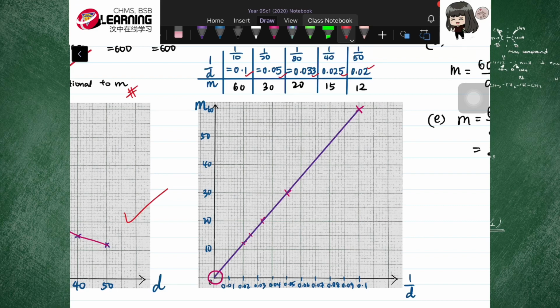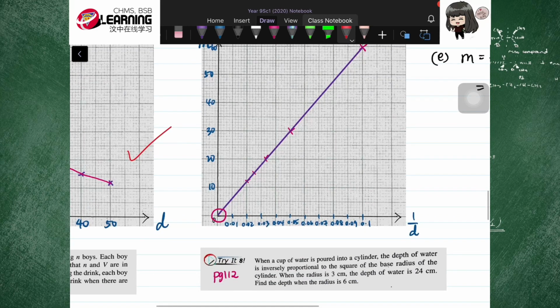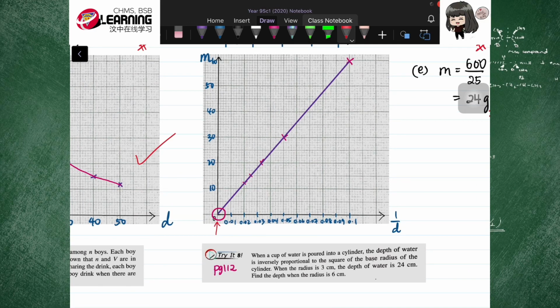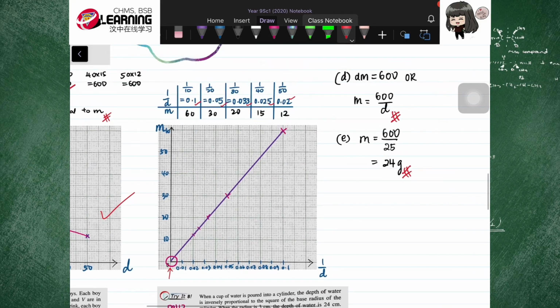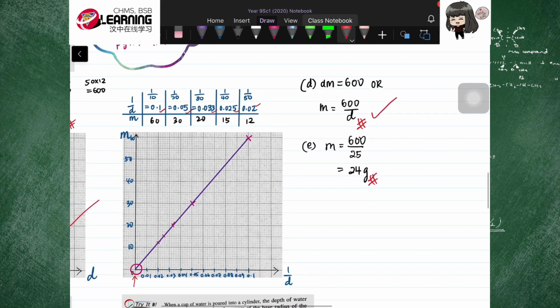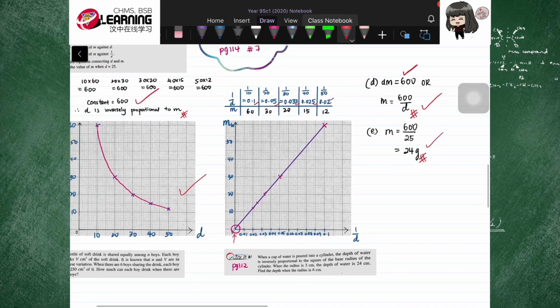It will be a straight line graph passing through 0. And then circle the origin. Don't forget to circle the origin, as it indicates that it doesn't include the 0. Then part D, m equals 600 over d, or dm equals 600, and m is equal to 24. Please take them.